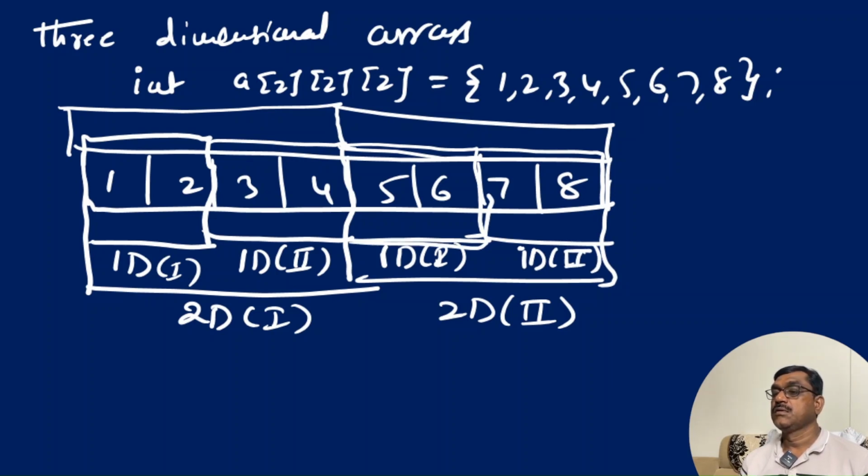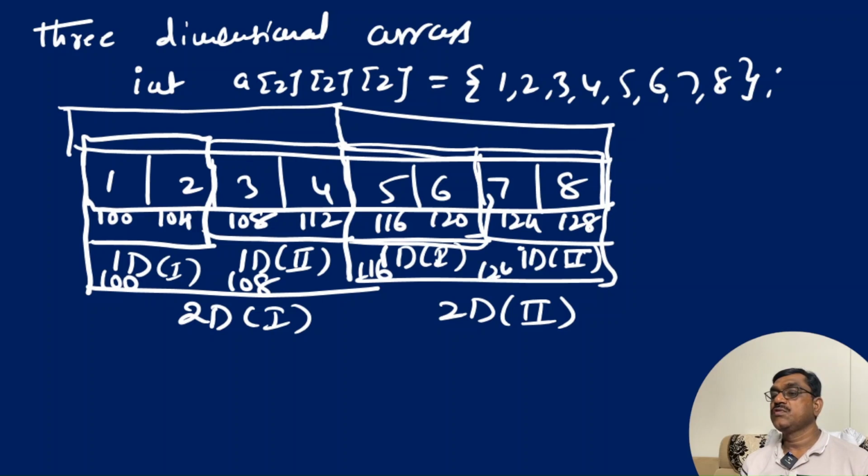Now the address of the first memory location, assume that it is 100, it is 104 and this is 108, this is 112, this is 116, this is 120, this is 124 and this is 128. Then the address of the first one-dimensional array becomes 100 and this becomes 108 and this becomes 116 and this becomes 124. And here the address becomes 100. Here the address becomes 116. Carefully listen. Now the array name is A.